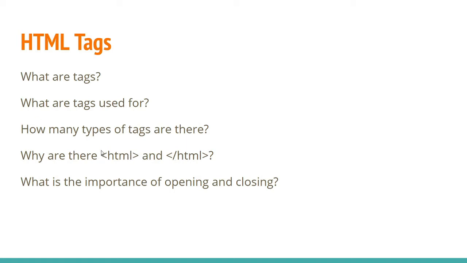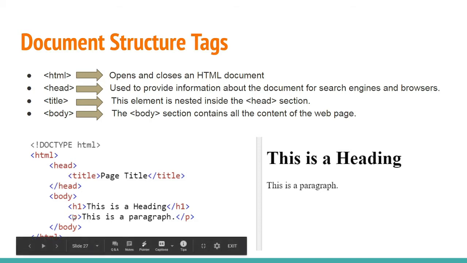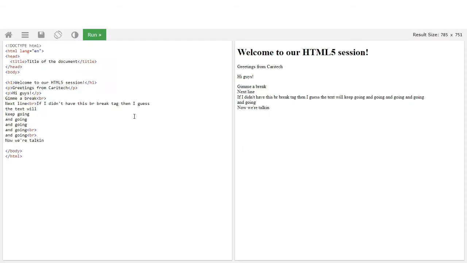And as you notice, there are tags like this and there are tags like this with this symbol. So this is an open tag and this is a close tag. What is the importance of opening and closing? It tells the computer when you want to end something. Almost every command has an opening and a closing. See, head, close head, title, close title, P, close P.